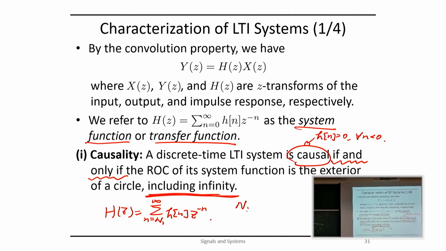So n1 is greater or equal to 0 for causal systems. And if n1 is greater or equal to 0, there is no z term with a positive exponent, so that infinity can be included in the ROC. So the key for this two-sided argument is this inclusion of infinity in the ROC.